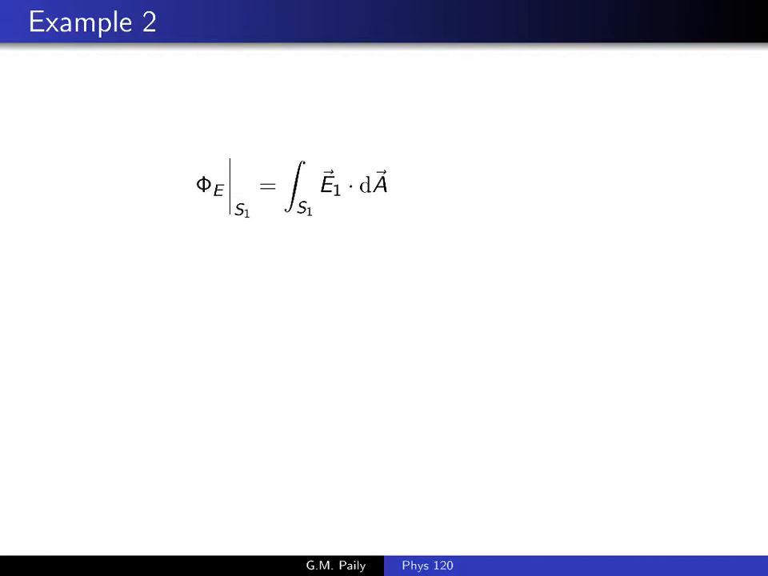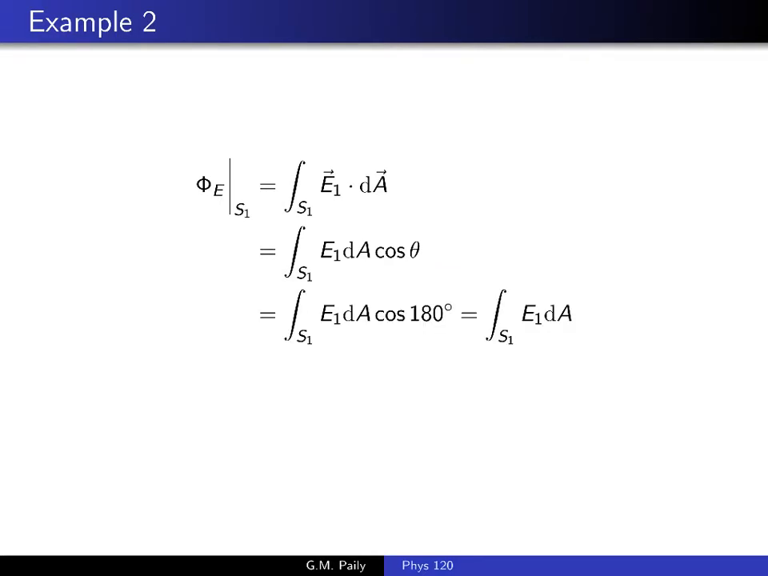Let us calculate the flux. We have to calculate this integral. We expand the dot product. We substitute for the angle. Since everywhere along the sphere the angle is 180 degrees, we can put that in there. And since cosine 180 degrees is -1, we end up with this integral.